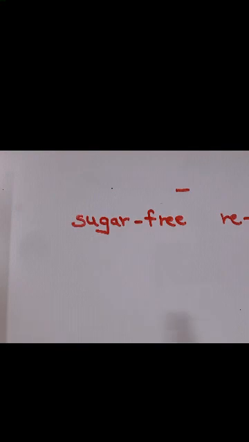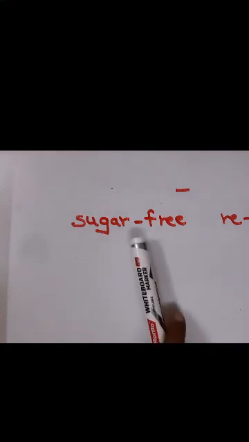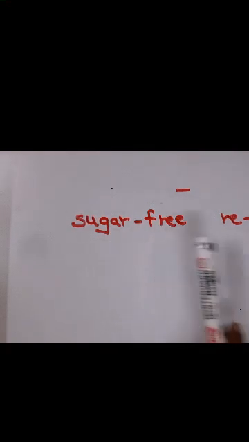Okay. One hyphen, children, is used to make a compound word. So one hyphen is used to make a compound word. Now children, this hyphen is used to make a compound word, and this hyphen over here, for what is it used?